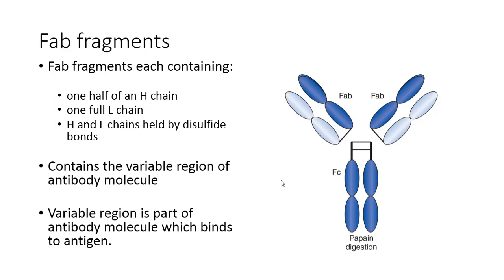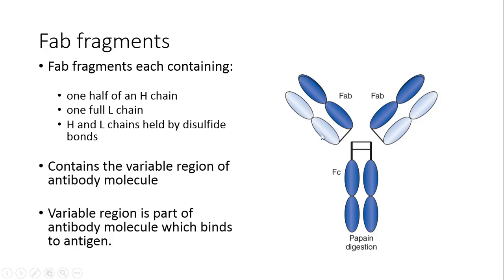What do each of these fragments do? The FAB fragment, obviously, and it makes sense, is named because that's the place where it has the antibody, which we abbreviate as AB, right? So antibody we abbreviate as AB. So the fragment of the antibody region is the FAB fragment.